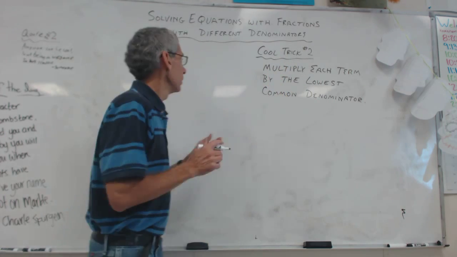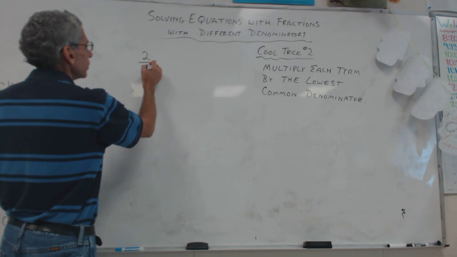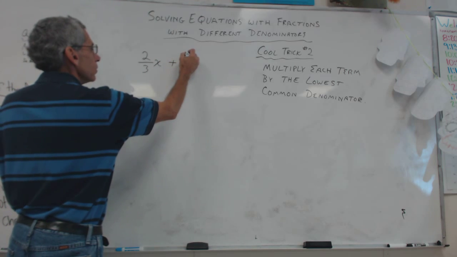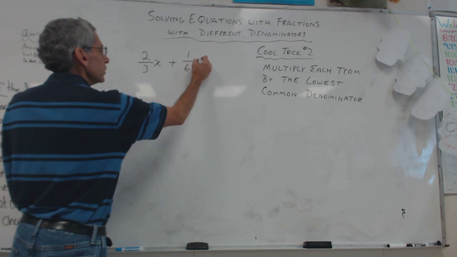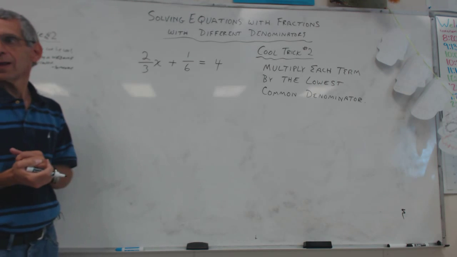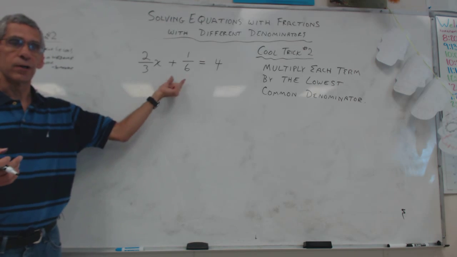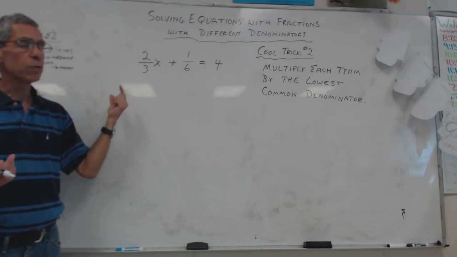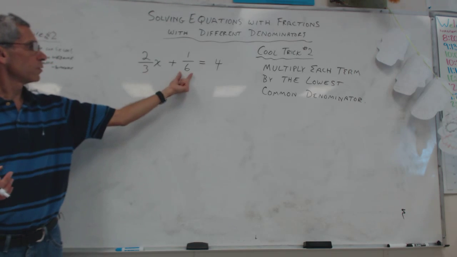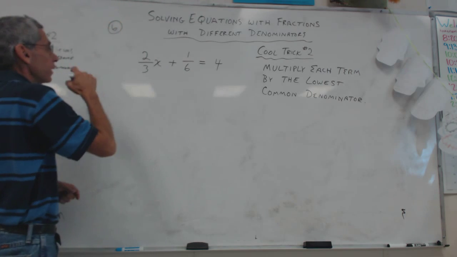You guys remember that? So let's say I had 2/3 x plus 1/6 equals 4. I don't have the same denominators here. So what would be my common denominator? 6. I look at my biggest number. Does 3 go into my biggest number? Yes, so I'm going to use 6. I know that's going to be my common denominator.